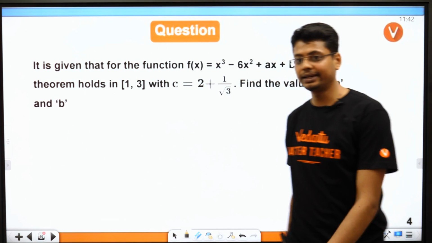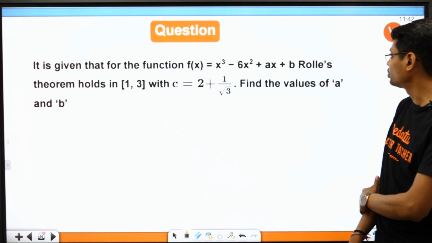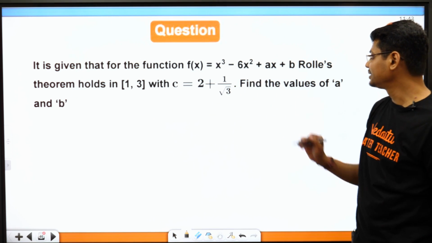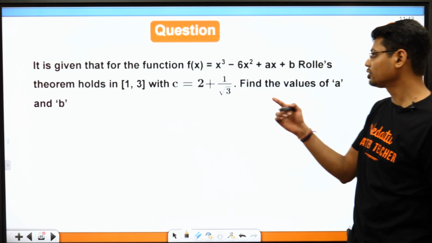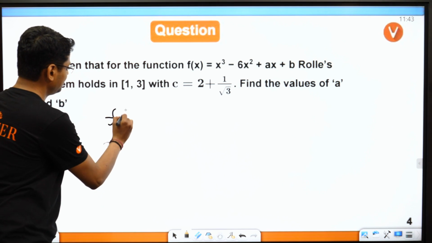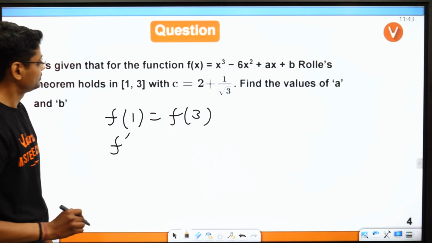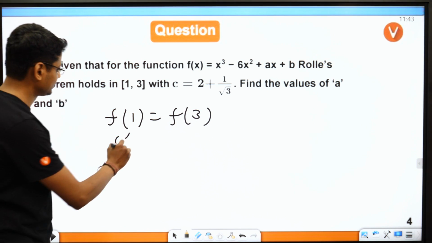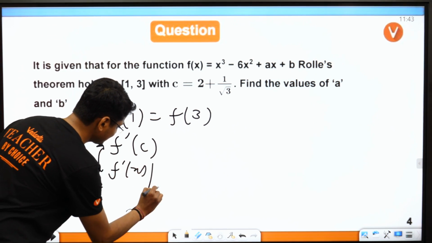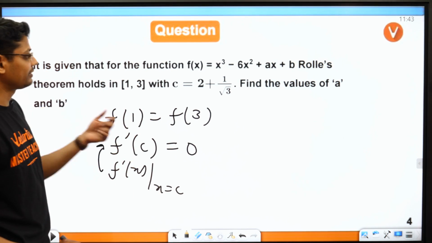Now this is again a typical question at boards level. Some function is given and it has been told that Rolle's theorem holds in 1 to 3, this range, with c being this. So we have been asked to find the values of a and b. Basically it means f1 equal to f3 and f prime c, which is f prime x at x equal to c, is equal to 0.